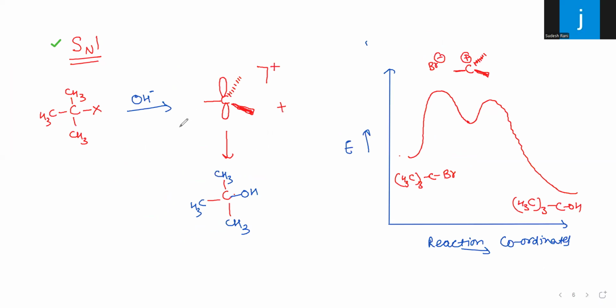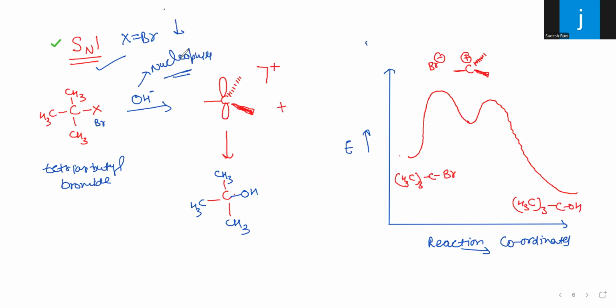See, here I am taking the case of SN1 mechanism. In this case I have chosen the substrate tertiary butyl bromide. Here you can take X equal to Br. So X is Br. And OH negative is a nucleophile. And what is the source of nucleophile? You can consider NaOH or KOH. Both of them can act as nucleophile. Both are the sources of OH negative. So OH negative is coming from NaOH.